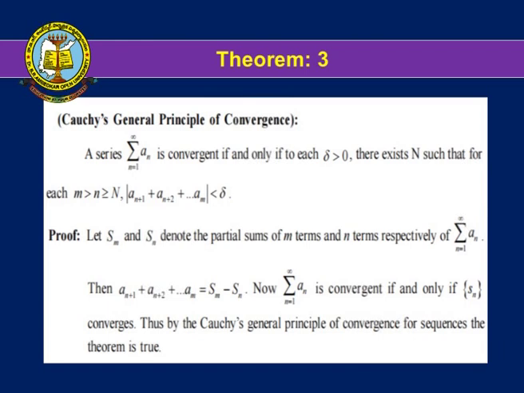Now, the series sigma n equal to 1 to infinity of an is convergent if and only if the sequence {Sn} is convergent. So the Cauchy general principle of convergence of the sequence holds true for this, hence it is convergent. The proof is also: modulus of an plus 1 plus an plus 2 plus so on plus am is less than delta, then we can conclude sigma n equal to 1 to infinity of an is convergent. Hence it is proved.